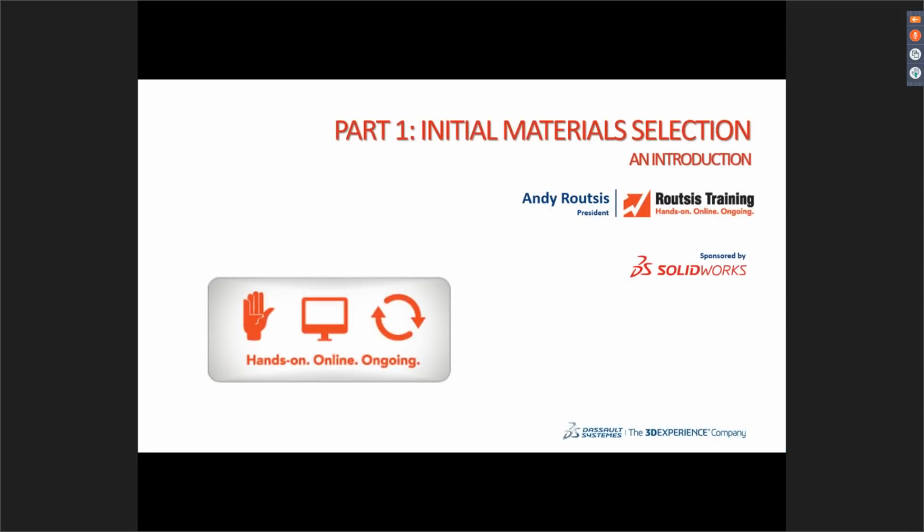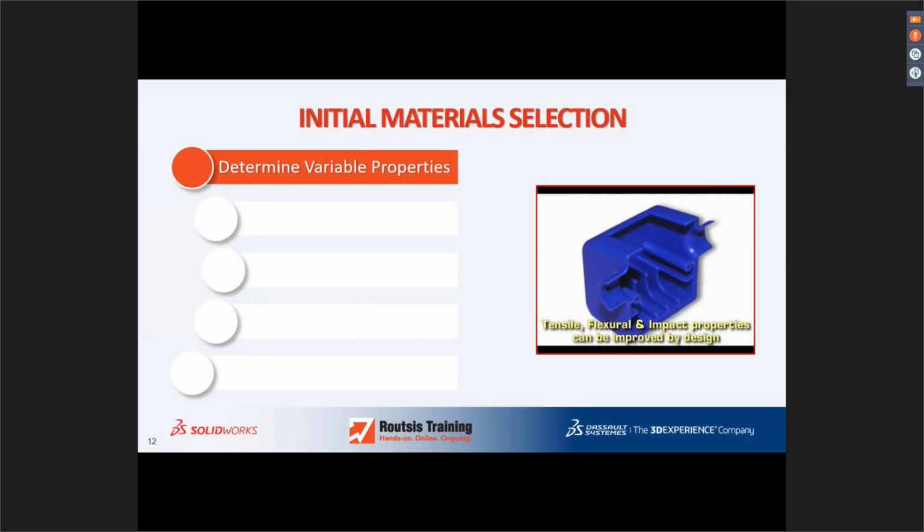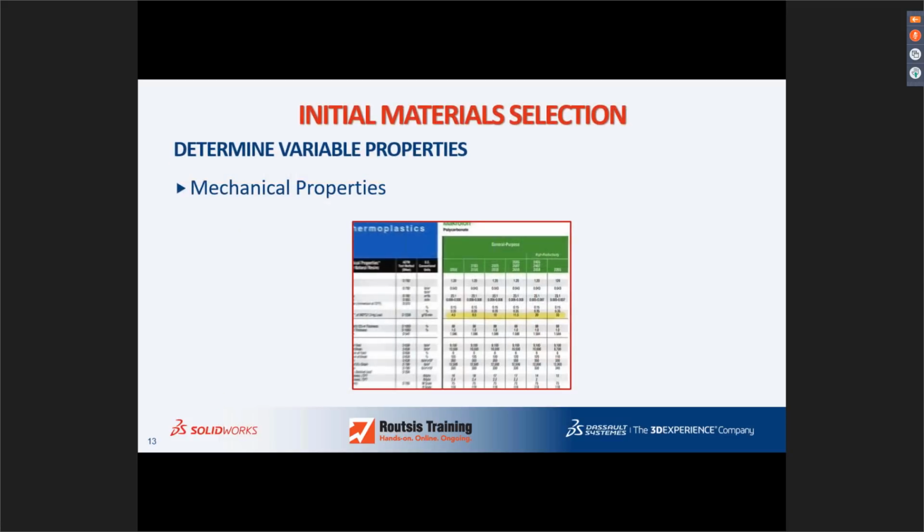So let's first talk about how we initially select a plastic material that you're considering. Well, first of all, you need to determine if it's a variable property. What we mean by a variable property is something like tensile strength, flex strength, impact strength. Those are the kinds of things that we term variable. Now, you can influence those quite a bit by part design, and that's the key.